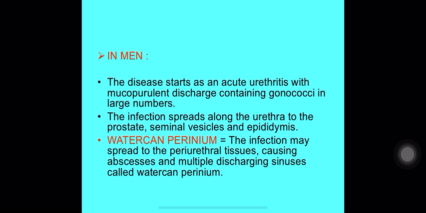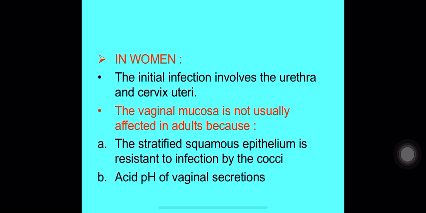Watering can perineum is a condition in which gonococci spread in the periurethral tissues, causing abscess and multiple discharging sinuses. In women, the initial infection involves the urethra and cervix uteri. The vaginal mucosa is not usually affected in adults because the stratified squamous epithelium is resistant to infection by the cocci, and the acid pH of vaginal secretions also protects against gonococcal infection. So in adults, the vagina is not involved, but the cervix is involved.